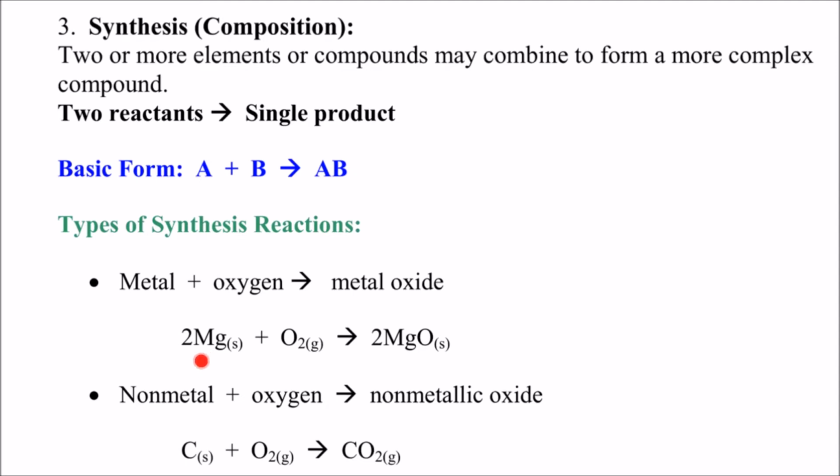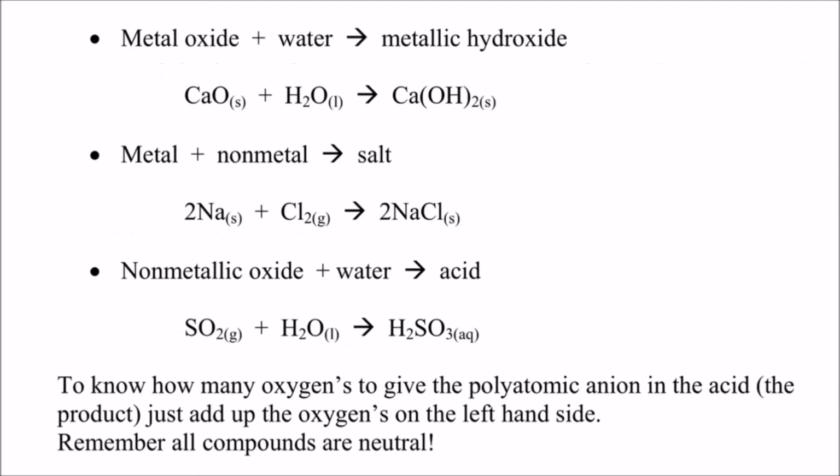Alright, so we've got magnesium plus oxygen gives us magnesium oxide. That's easy. The next one is kind of just the opposite of that. We have a nonmetal plus oxygen gives us a nonmetallic oxide. So here they've got carbon plus oxygen gives us carbon dioxide. Okay, so hopefully that's easy enough to remember.